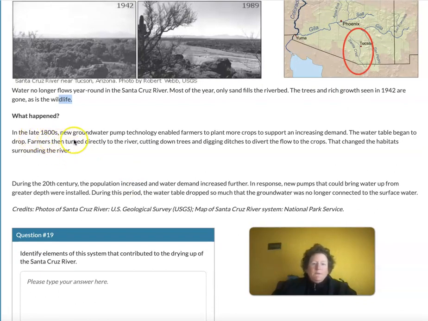In the late 1800s, new groundwater pump technology enabled farmers to plant more crops to support an increasing demand. The water table began to drop. And how is the water table dropping going to affect a gaining stream here? Farmers then turned directly to the river, cutting down trees and digging ditches to divert the flow to the crops. That changed the habitat surrounding the water.